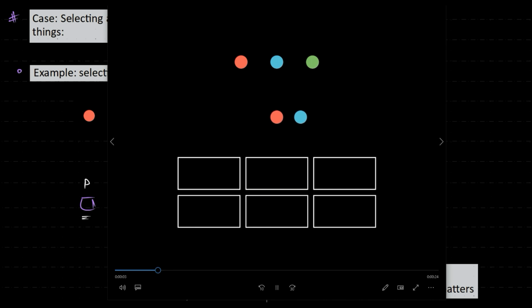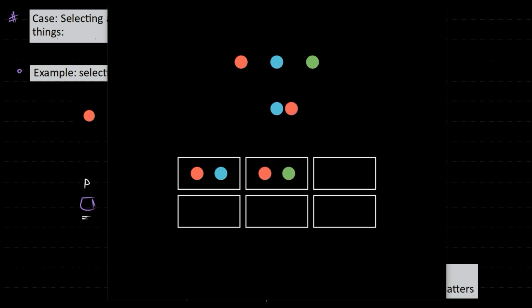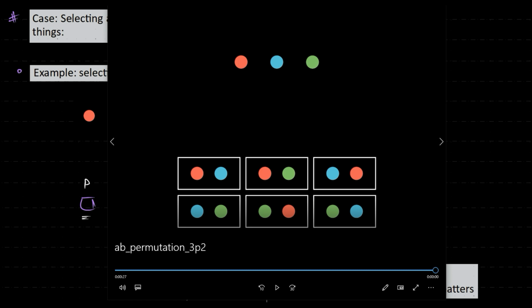3 people. That's the first possibility. This is the second one. Please understand that red being selected first and then the blue is not the same as blue being selected first and then the red. Same as selecting a president and a vice president. They are not the same.